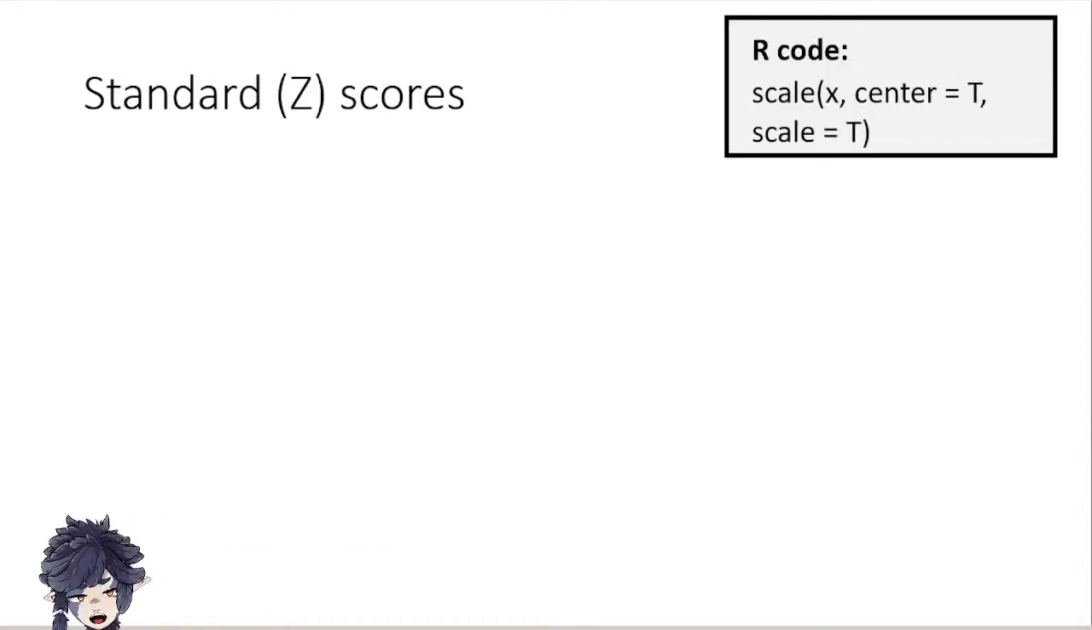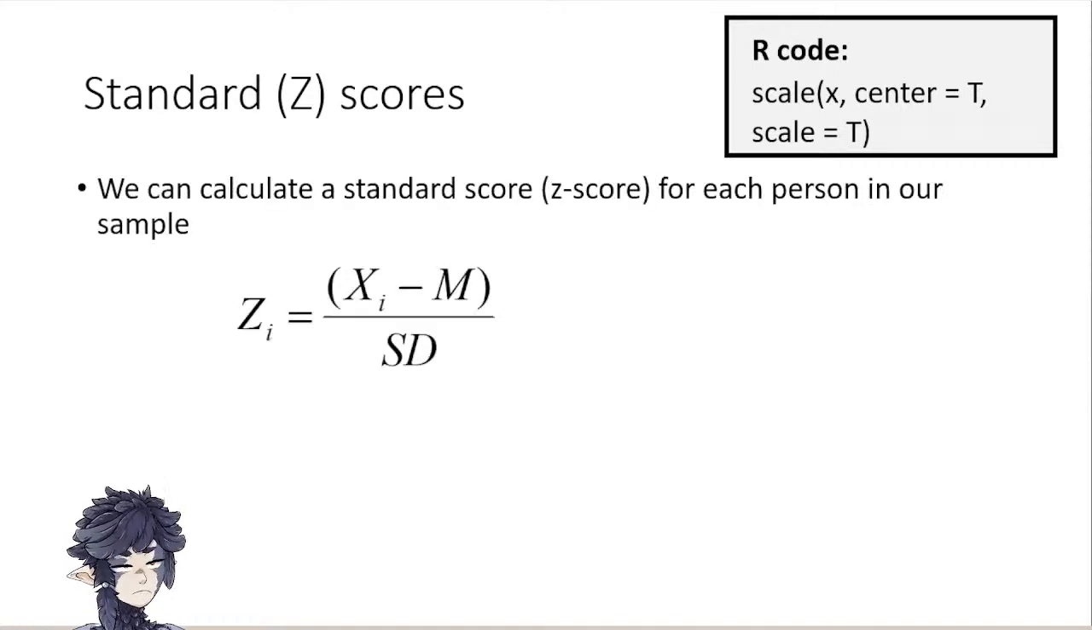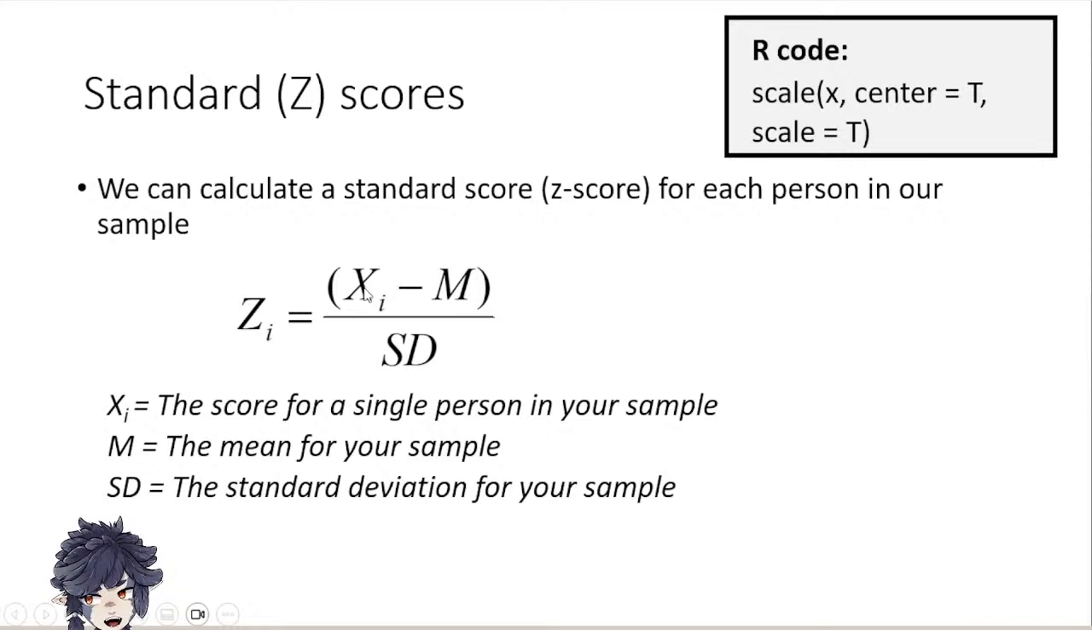So yeah, z-scores, also known as standardized scores. Z-scores are these magical things, and here's the formula for them. Some notation notes. X of I is the score you're interested in, the score of a single person in your sample. So in this case, for our example, that would be Kikoru. Kikoru's score would go here. M is the mean of your sample. So let's say the average combat power is 40%.